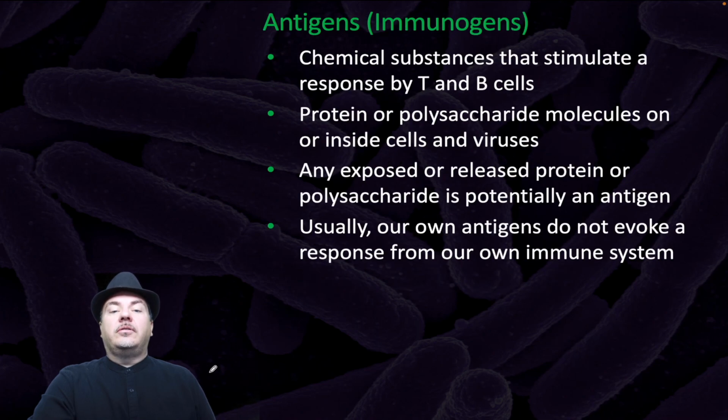Antigens or immunogens are chemical substances that stimulate a response by T and B cells. They can be protein or polysaccharide molecules on or inside cells and viruses. Any exposed or released protein or polysaccharide is potentially an antigen. Usually, our own antigens do not evoke a response from our own immune system.